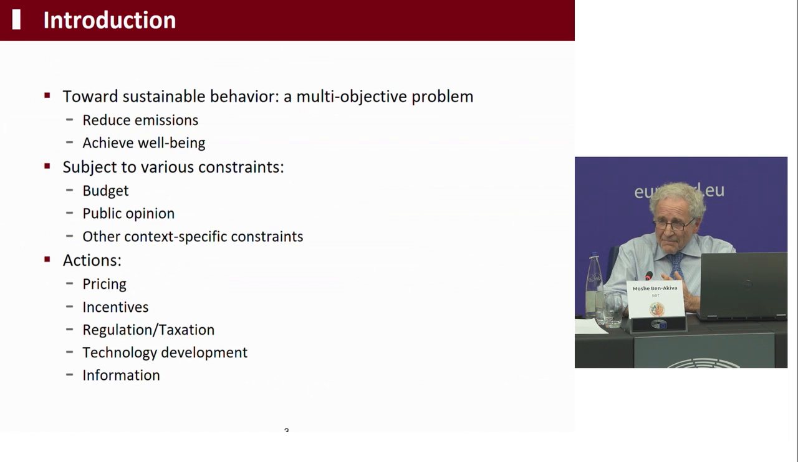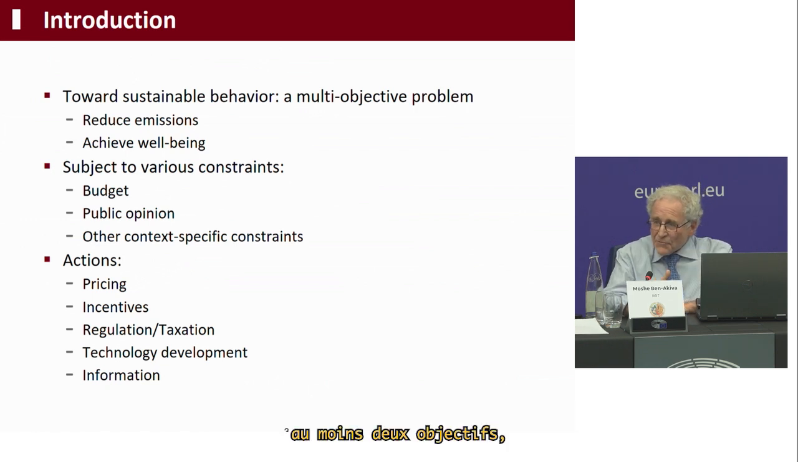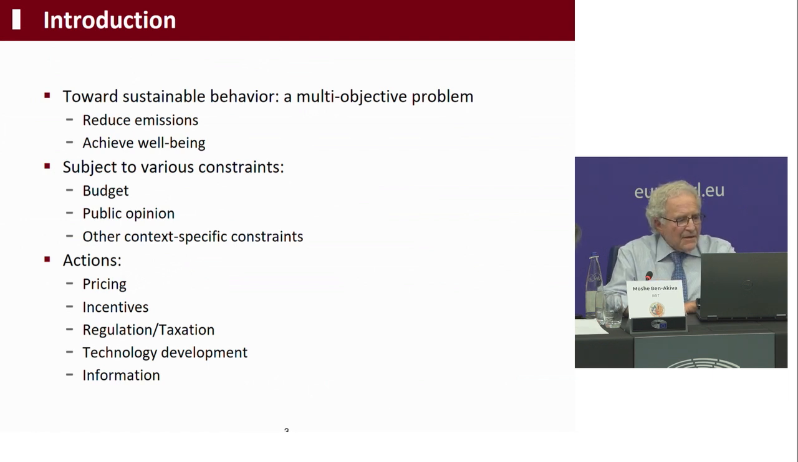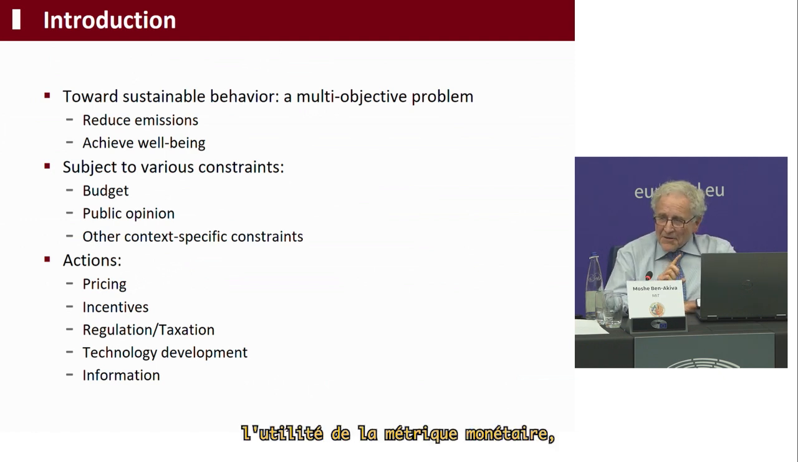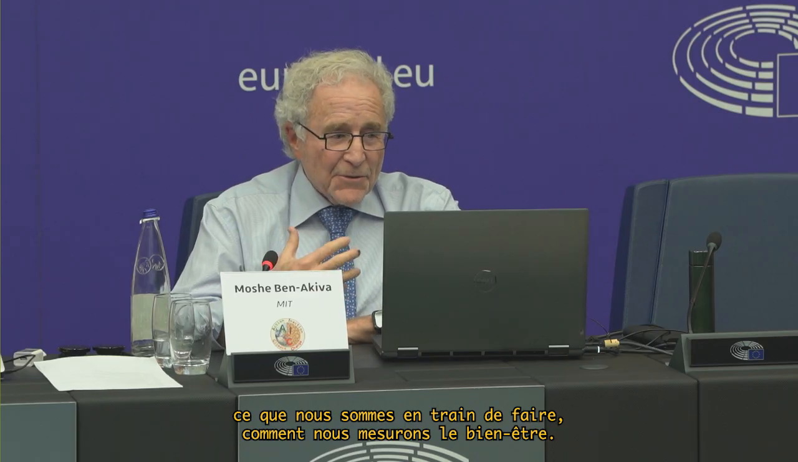So first of all, we view it as a problem of optimization with multiple objectives. So at least two objectives: reducing emissions, or environmental objectives, and well-being. The previous lecture, by the way, mentioned the money metric utility, which is exactly what we do, how we measure well-being.